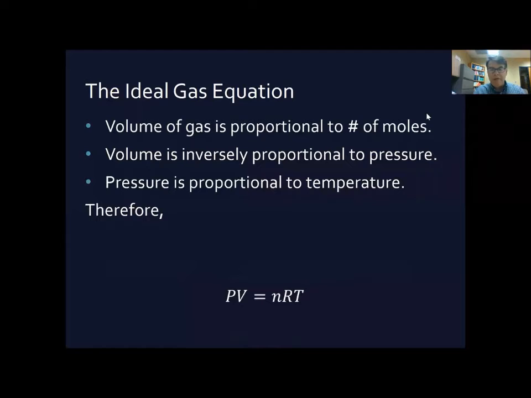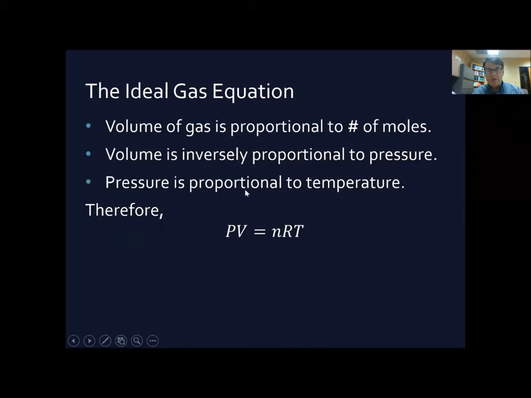And therefore, we have the ideal gas equation, which is pressure times volume equals the number of moles of molecules times a constant times the temperature. This is the ideal gas equation, PV equals nRT. This formula embodies the principles that we've just said.